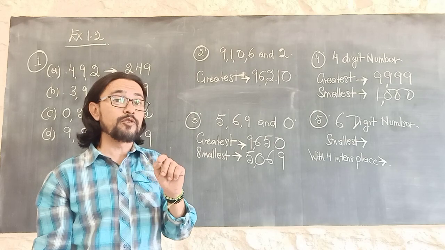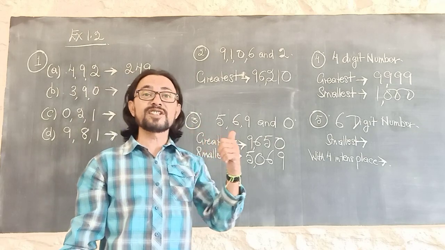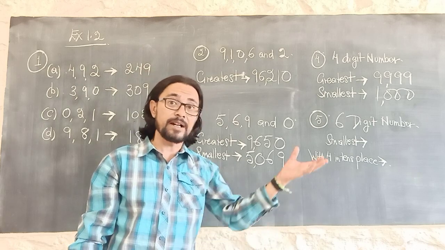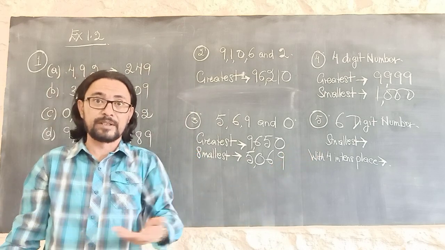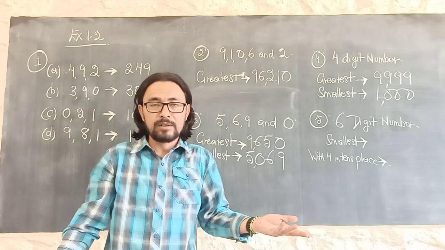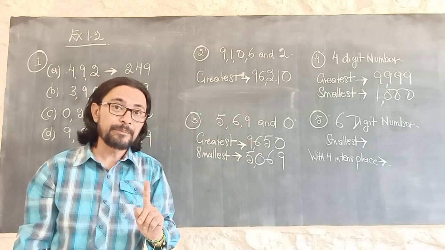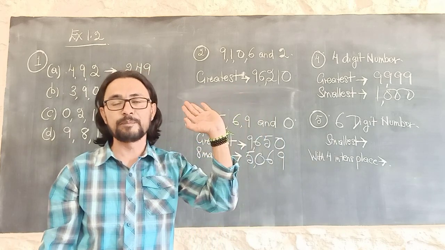But when I am forming the smallest, I cannot start with 0. Because if I start with 0, I can't have all 0, 0, 0, 0, 0 as a number. I won't get a number at all. So, the next number greater than 0 is 1. And the remaining digits are formed by putting 0.